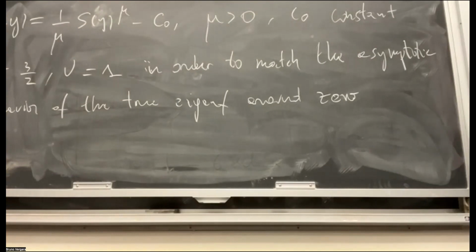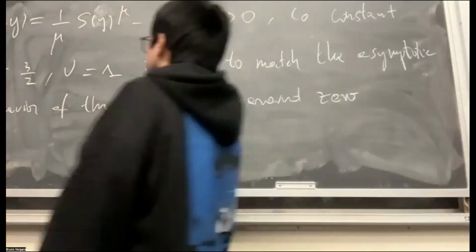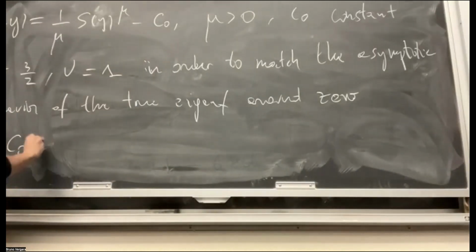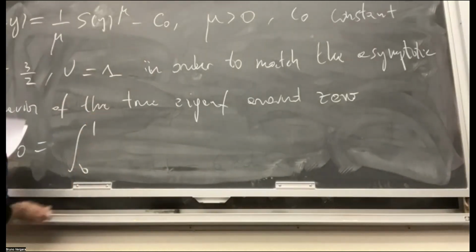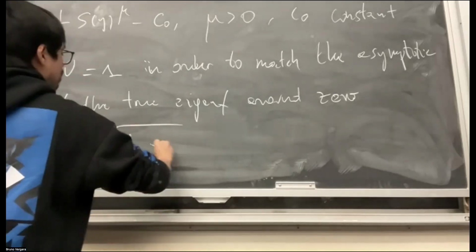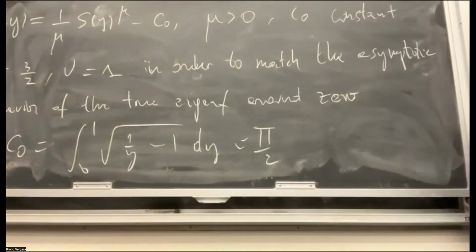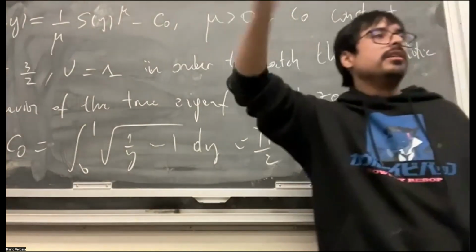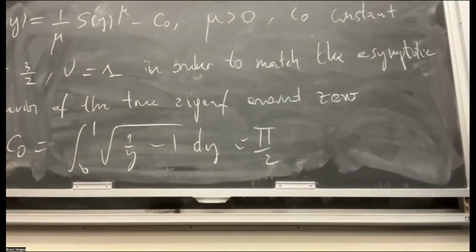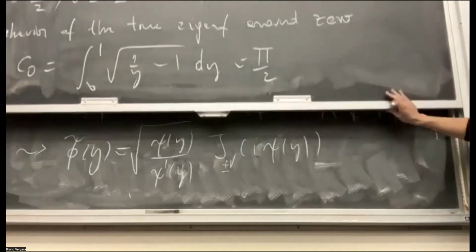What is going to be C naught? Just the Agmon distance, right? This is what we expect. So C naught is going to be the integral from 0 to 1 of 1 over y minus 1, pi over 2. So you see what I have as a psi function is, if it is not the same, just one sign different from what Adam presented in the previous talk. Okay, let me put that there.